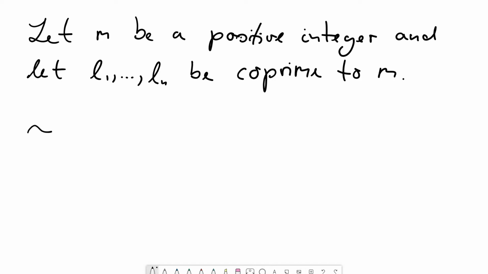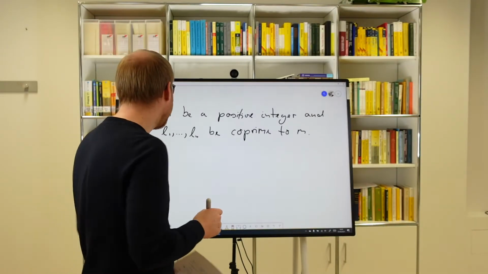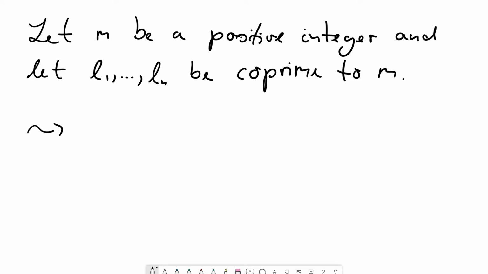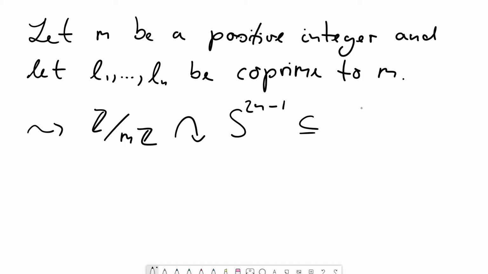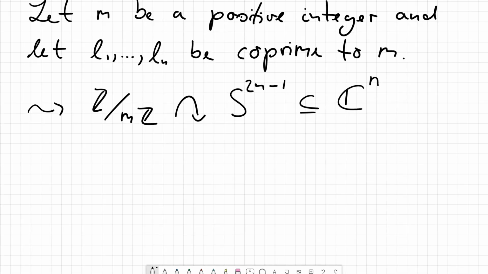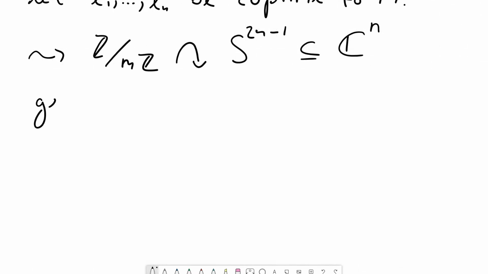Then out of this data, I'm going to construct an action of the cyclic group Z mod mZ on the 2n-1 dimensional sphere. So the group Z mod mZ will act on the 2n-1 dimensional sphere, which as usual we view as the unit sphere in the complex vector space C to the n. And the good thing about such a cyclic group is that to describe the whole action of the group, it's enough if I tell you what the generator does.